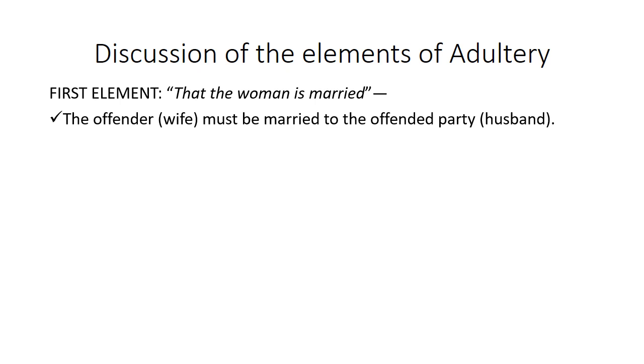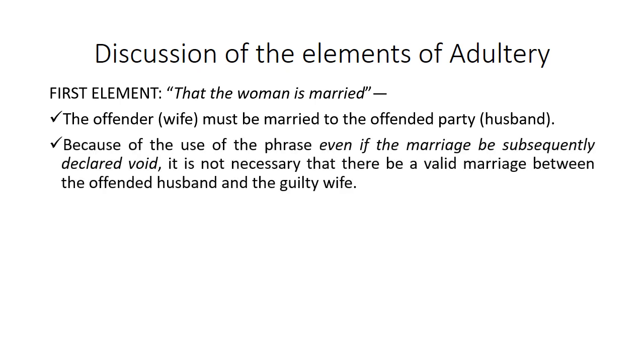Now, in the crime of adultery, the offender is the wife. The offended party is the husband. Second point, because of the use of the phrase, even if the marriage be subsequently declared void, it is not necessary that there be a valid marriage between the offended husband and the guilty wife.